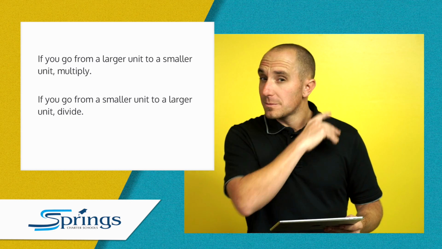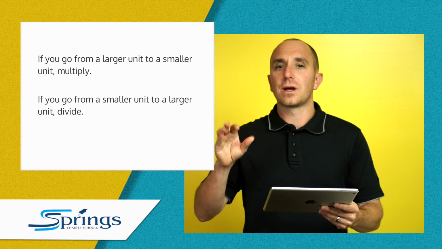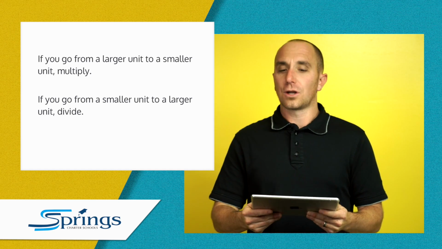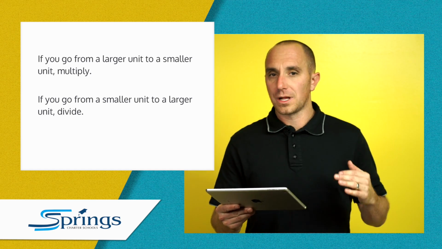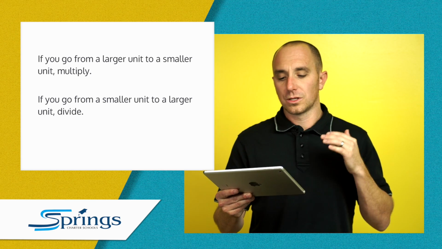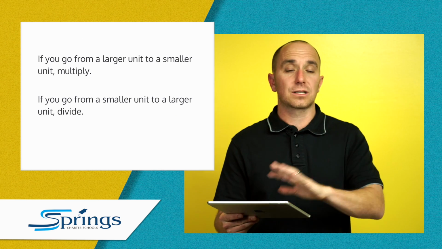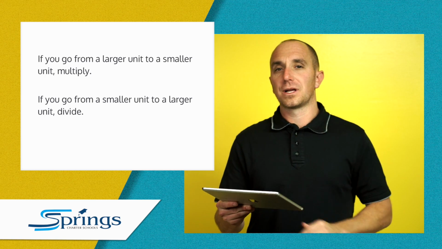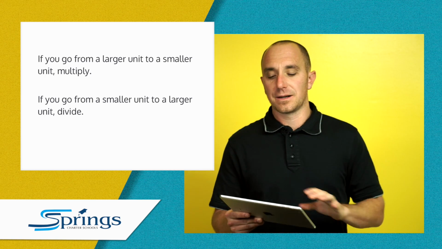All right, now, here's the main thing. If you take nothing else away but these 2 statements, you're going to be better for it. If you go from a larger unit to a smaller unit, you multiply. And if you go from a smaller unit to a larger unit, you're going to divide. We've talked about that a bunch throughout this chapter. But remember, large to small is multiply, small to large is divide.